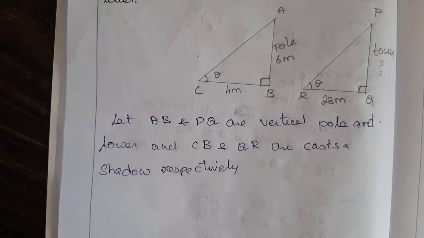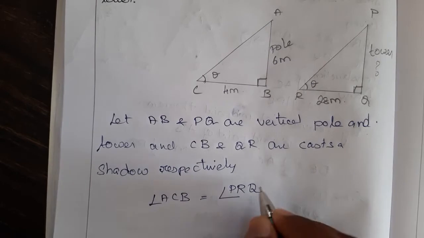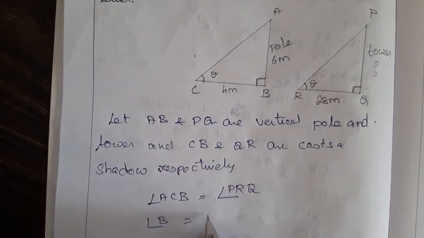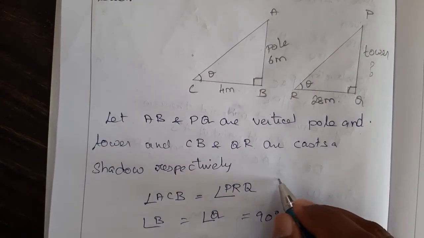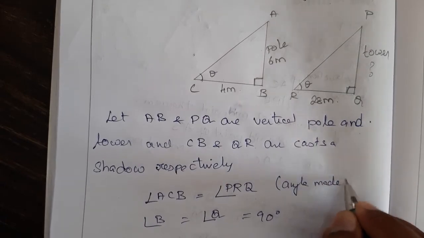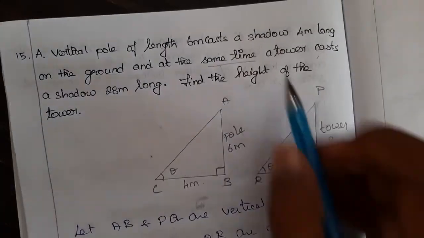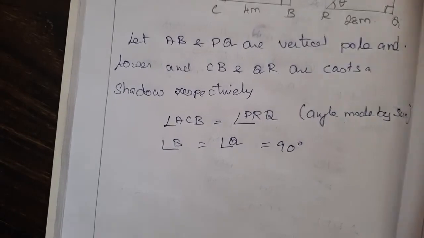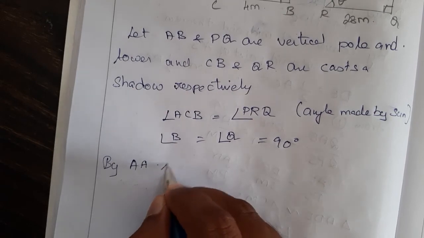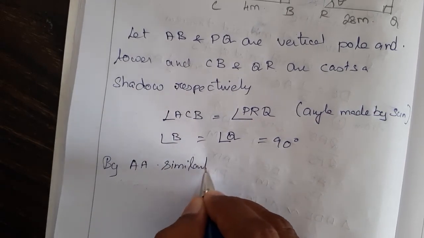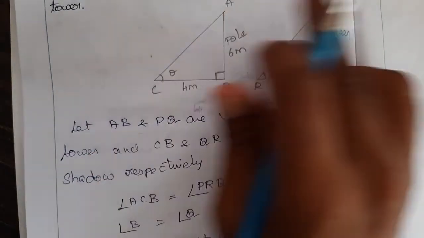So we know how to prove this. Both angles are equal. Angle ACB is equal to angle PRQ, and we know that angle B is equal to angle Q, which is equal to 90 degrees. This is because of the angle made by the sun at the same time. It is given as the same time, that's why it is the equal angle. If at a different time, sure there will be changes. So by AA similarity criterion, triangle ABC is similar to triangle PQR.